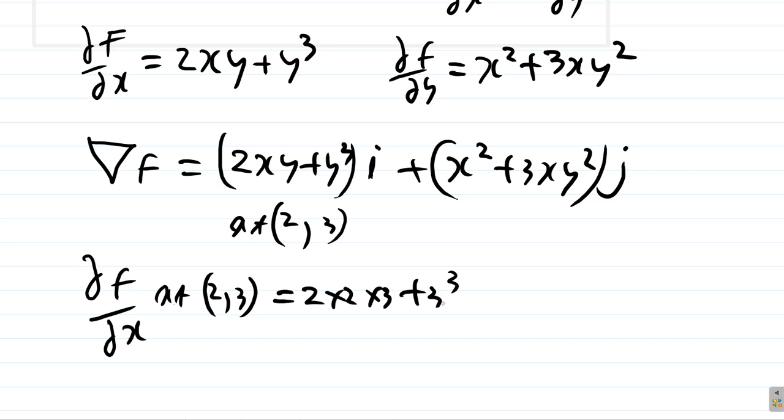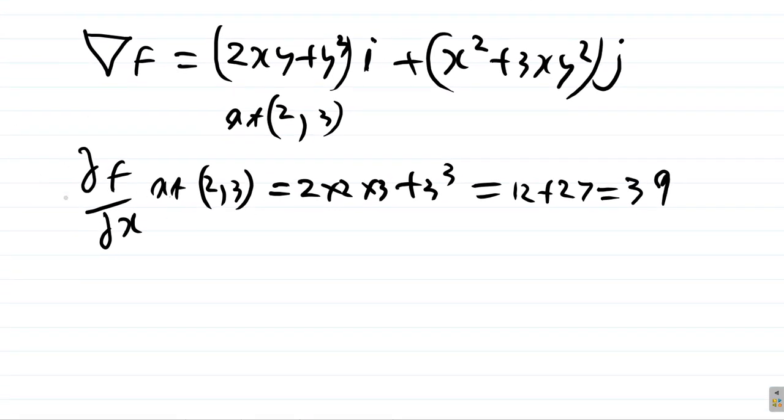So now, when you work this out, what do you get? 2 times 2 is 4, 4 times 3 is 12, 12 plus 3 cubed, 3 times 3 is 9, and 3 times 9 is 27. Right? I'm going to be using my calculator offline. Off the air. So, what I have here is 12 plus 27 giving 39. Alright?